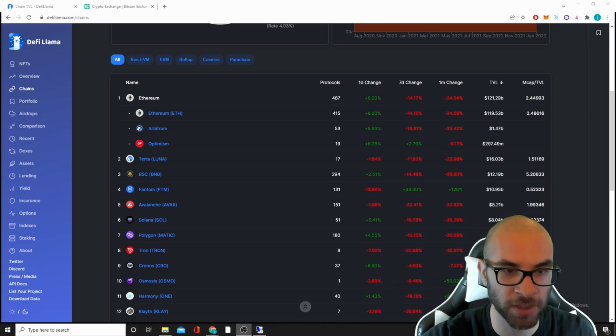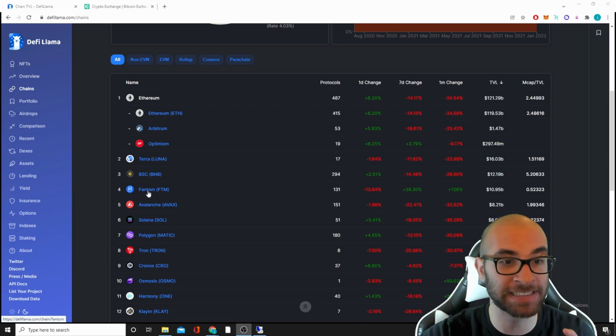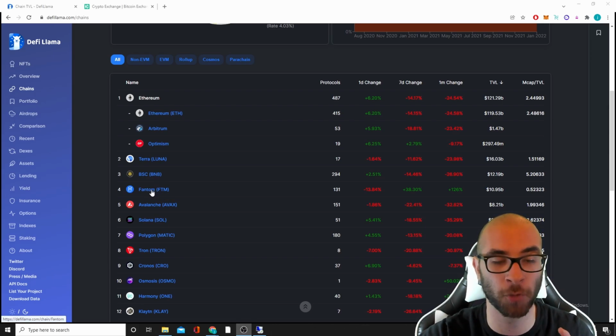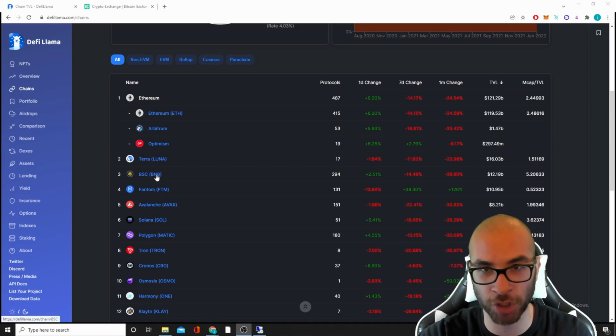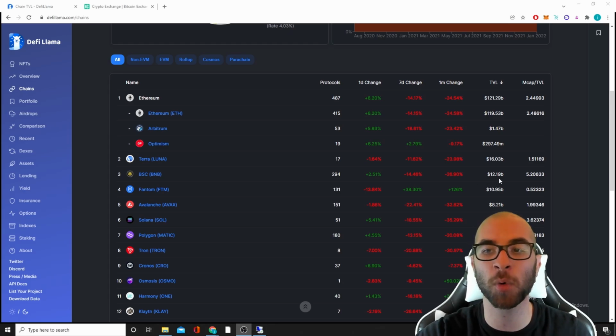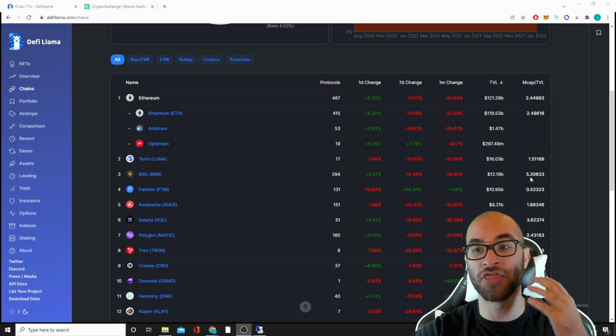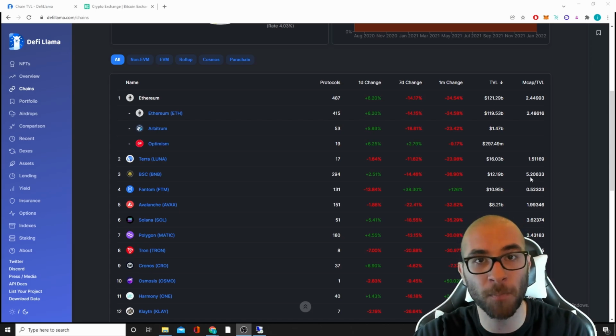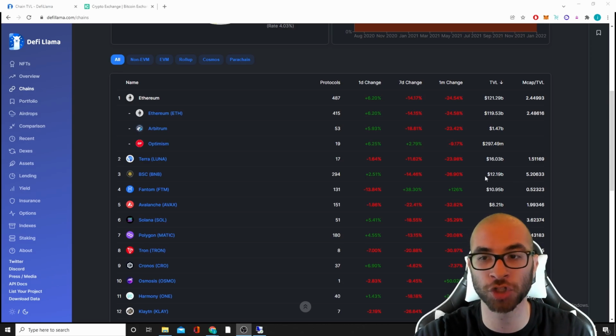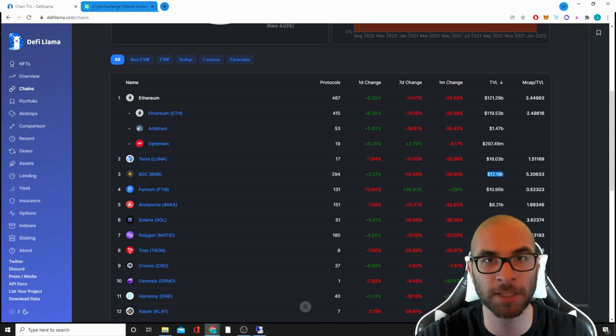And this is the crazy thing. Binance Smart Chain, and it's actually showing that Fantom is number four right now, which is crazy, instead of number five. Binance Smart Chain, they have 294 different protocols, 12.2 billion TVL, and the market cap to TVL is 5.2. That means that the total market cap of all Binance, of these 300 projects basically, is about five times larger than the TVL, so about 60 billion.